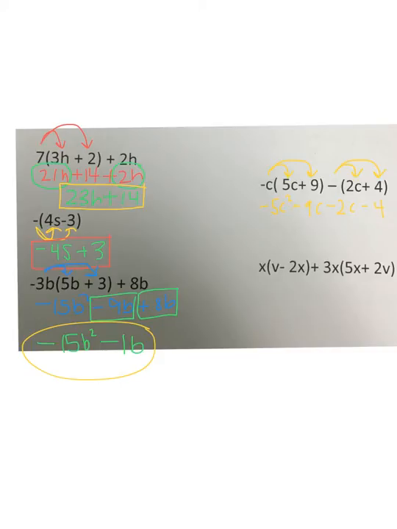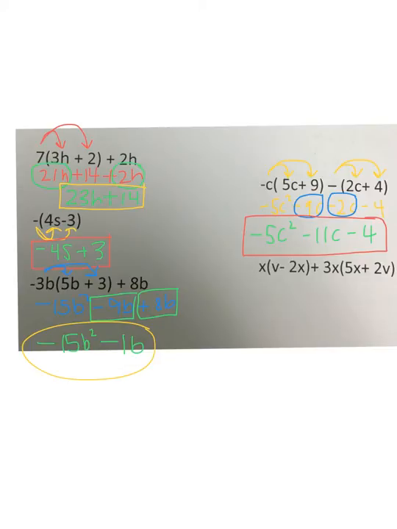But let's combine our like terms. So we have a -9c and a -2c that can be combined to get -11c. Bring down our other terms. So your final answer here, after you distribute and combine, should be -5c squared minus 11c minus 4.